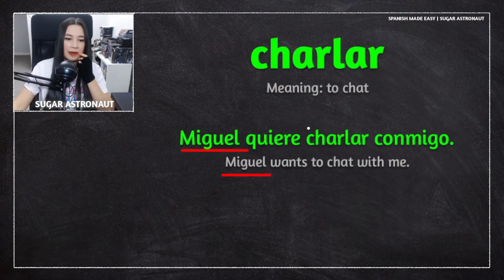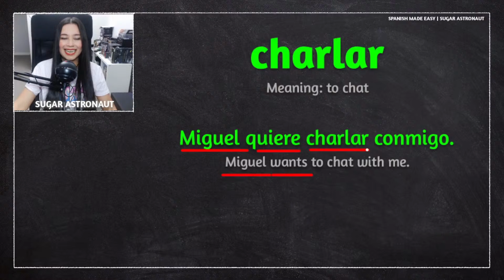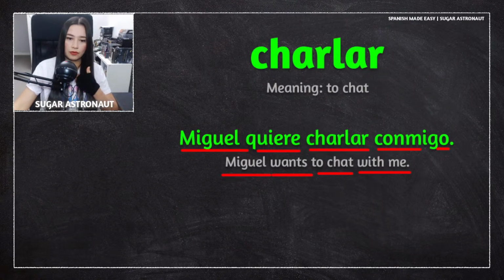Miguel. It's similar to the name Mike. You know, Miguel, Mike, Michael. So, yeah, it's interesting. Quiere, wants. Charlar, wants to chat. Quiere charlar, wants to chat. Conmigo. Conmigo means with me. Okay? Conmigo. One word.